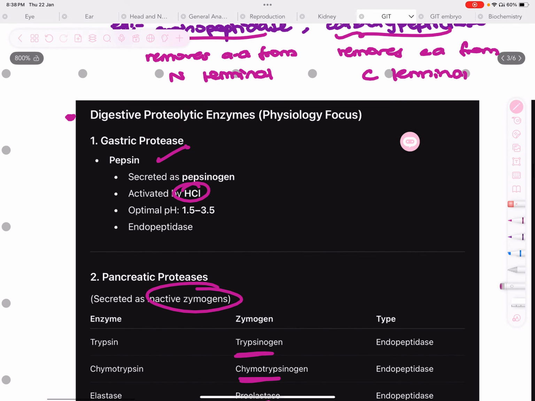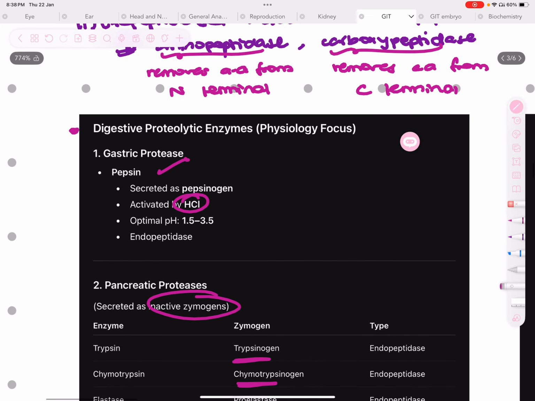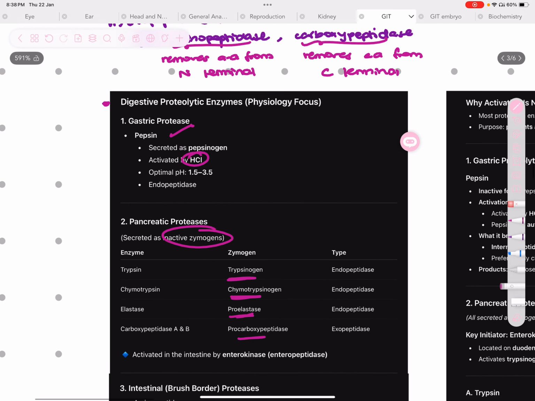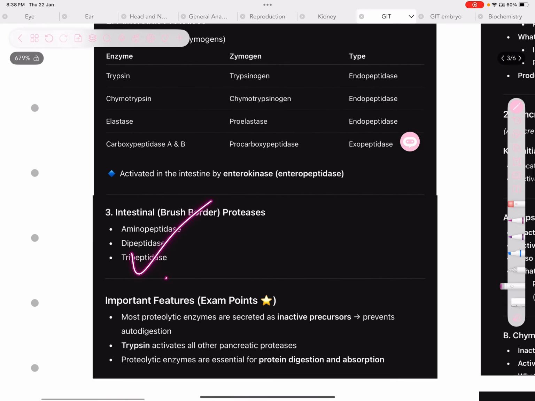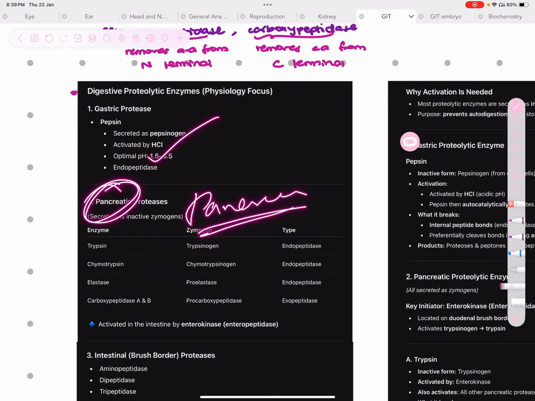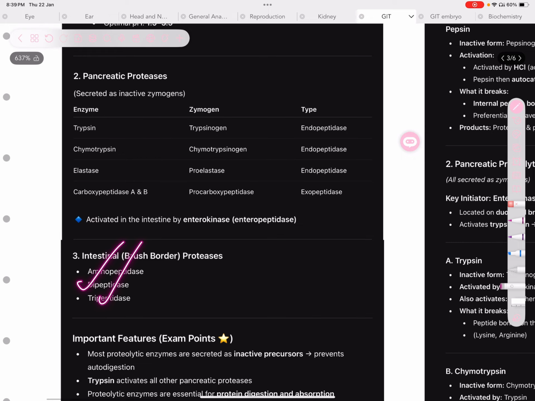When you talk about the other category, which is digestive proteolytic enzymes, in accordance with the physiological focus, you have gastric proteases, and you have pancreatic proteases. You just have one gastric protease, and then you have multiple pancreatic proteases, and then you have intestinal proteases. So first of all, gastric, then pancreatic, very important, related to the pancreas, and then you have intestinal proteases.